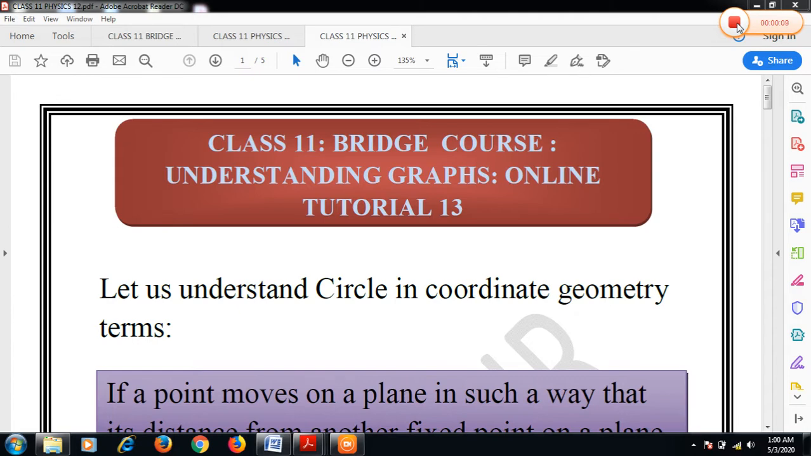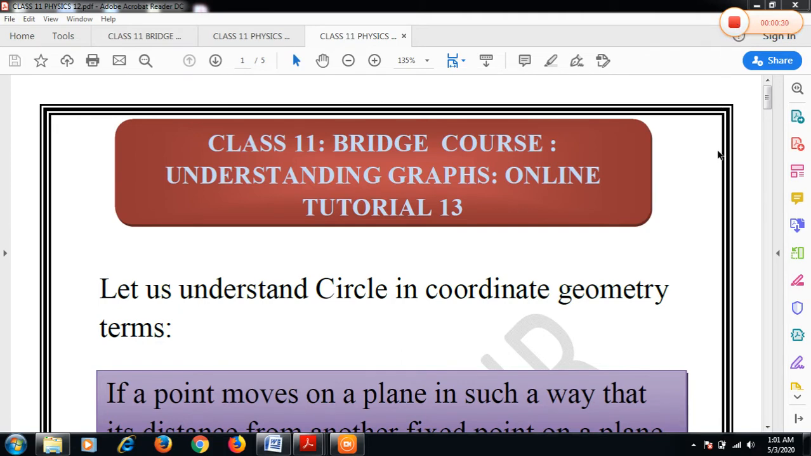Let us start with understanding graphs. It is your first lesson regarding this topic, understanding graphs. So far you have learnt about differentiation and integration in the bridge course. Today it is your first lesson regarding understanding graphs in your bridge course lessons. It is online tutorial 13. Let us move ahead.